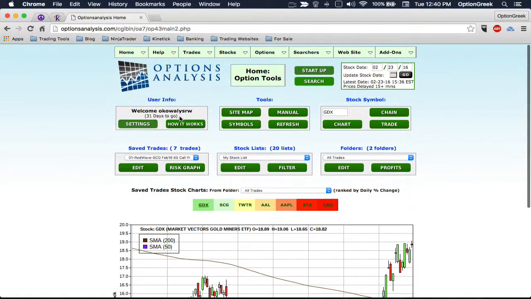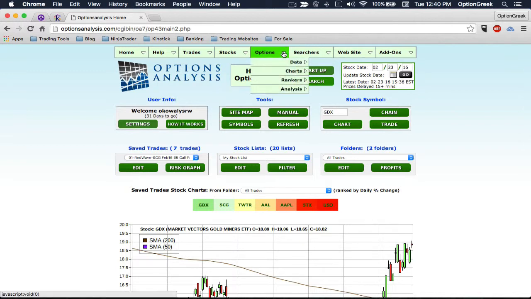So one of the criteria that we were looking at in class was how to look for options, or screen for options, that are very, very liquid. Once you're logged into the options analysis tool, you go up to the options menu. We'll go down to analysis, and we're going to look at a ranker called options slippage.